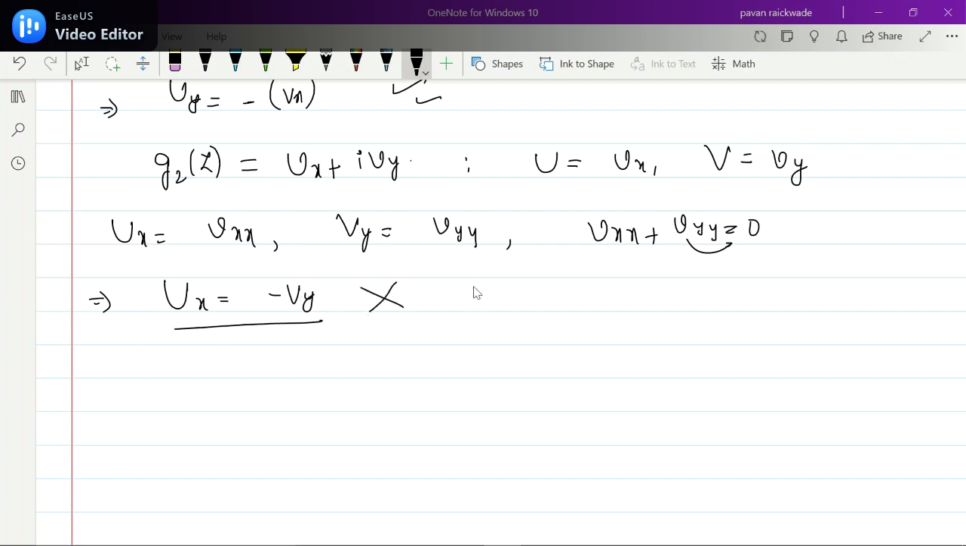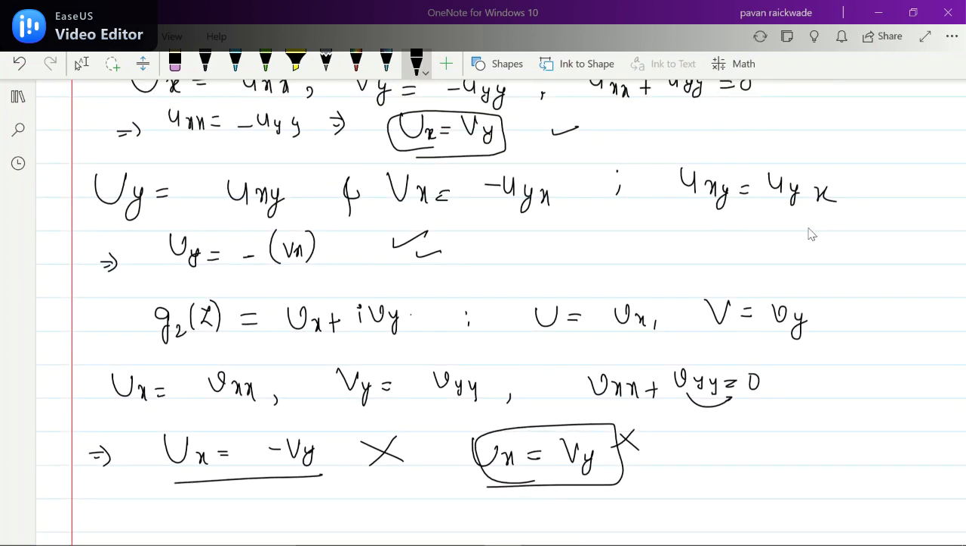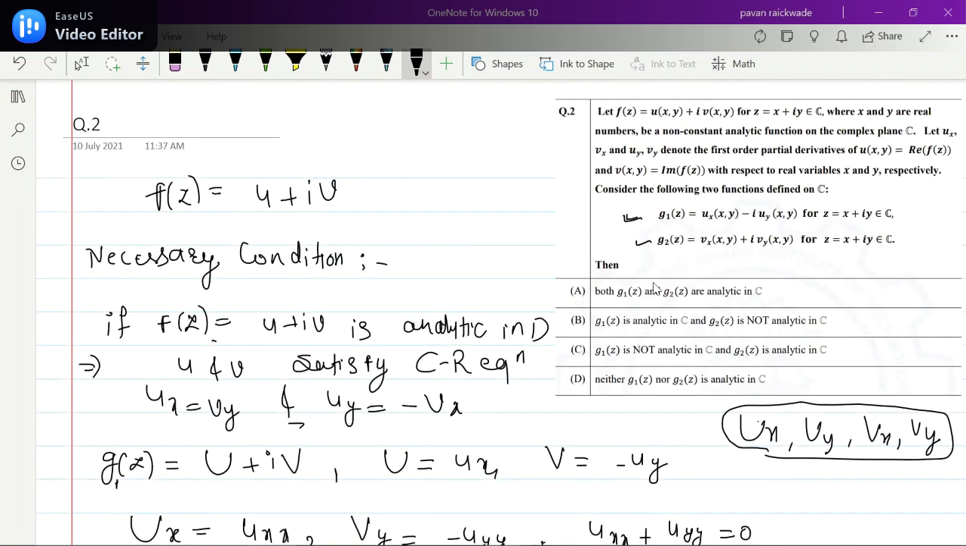Okay, but this is not a CR equation. CR equation says Ux equals Vy. Correct? So the CR equations are not satisfied and hence the necessary conditions are violated. So G2 is not analytic. So the correct option here is G1 is analytic and G2 is not analytic. Option number B. So let's move on to the next question.